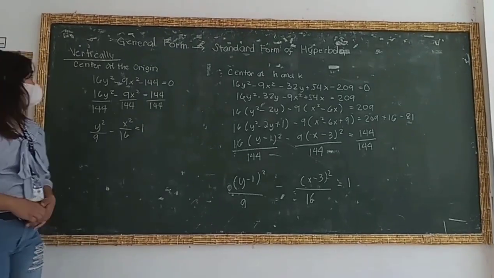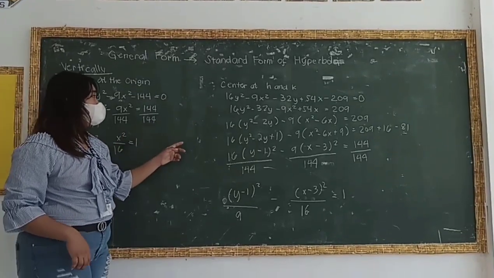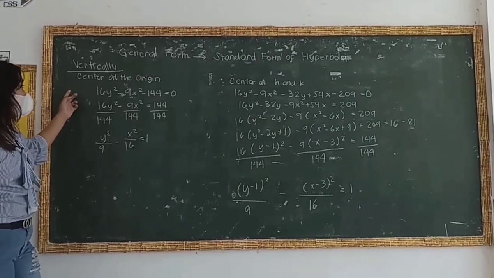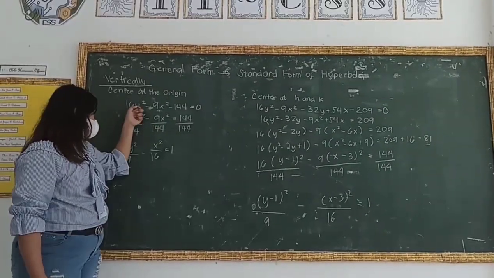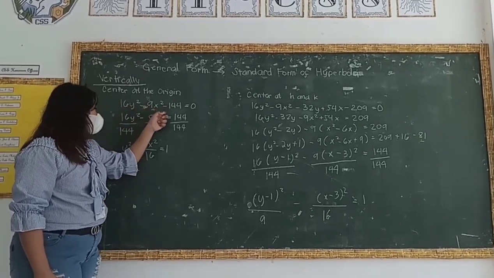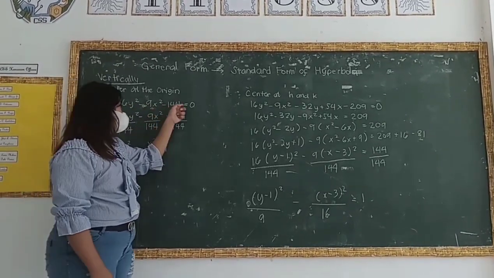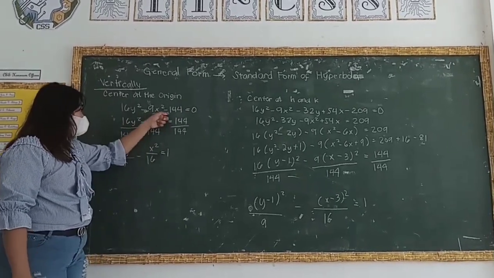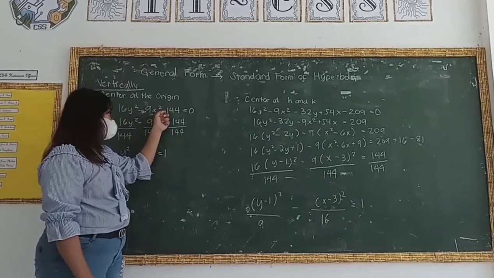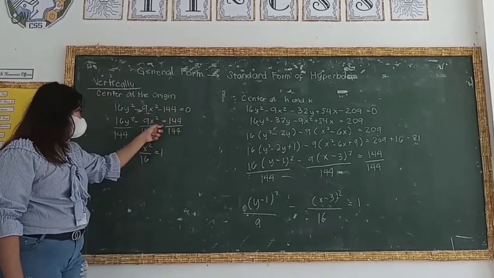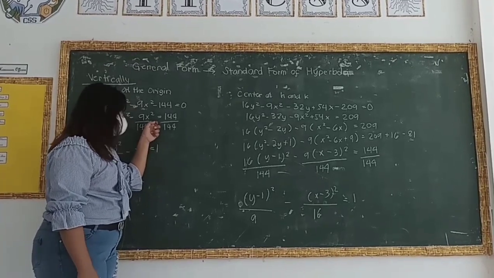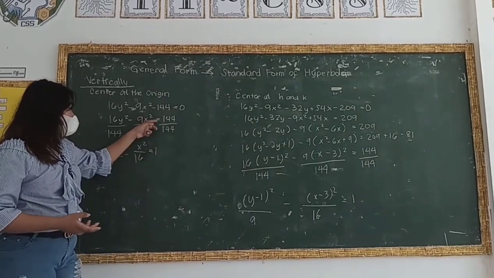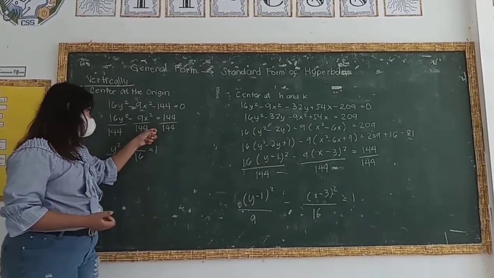Now let's discuss the general form to standard form of a hyperbola. Orientation is vertical and the center is at the origin. 16y squared minus 9x squared minus 144 is equal to 0. 16y squared minus 9x squared, let's transpose negative 144 to the other side, then it will be positive 144. Let's divide it by itself. So 144 divided by 144.